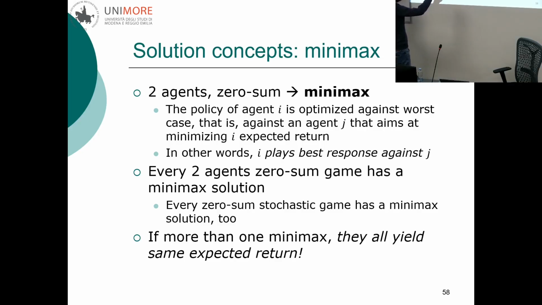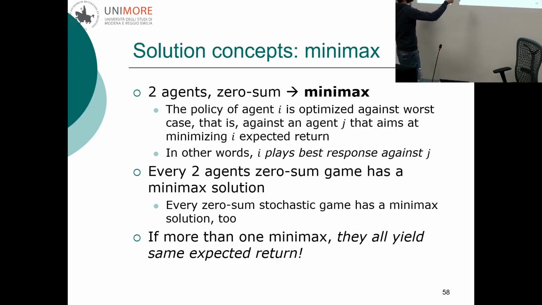Some properties. Every two-agent zero-sum game has a minimax solution, so there is always this optimal policy. So for instance, if you need to deal with a specific problem in the real world that can be abstracted away as a two-agent zero-sum game, you know what you're aiming for. You're aiming for the minimax policy. You aim for your agent to learn the minimax because you know that that's the optimal policy. You don't always have this nice, clear objective, but this time you have it.